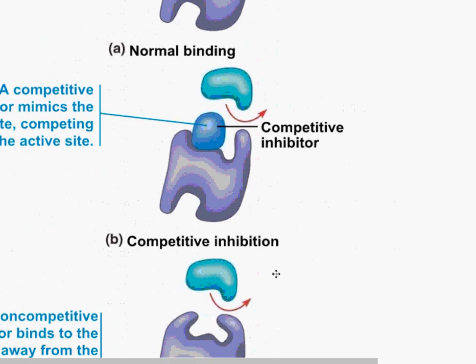In this picture, you have this blue ball here that has got into the active site, and it's preventing the substrate from binding. It's called a competitive inhibitor because it's directly competing in the active site. It's not anywhere else. It's binding directly to that active site, competing with the substrate, keeping the substrate from binding.